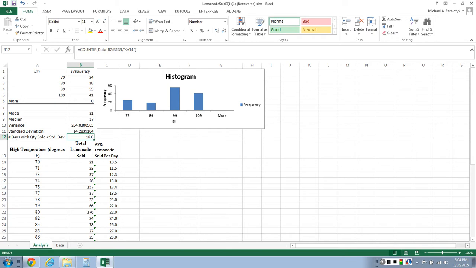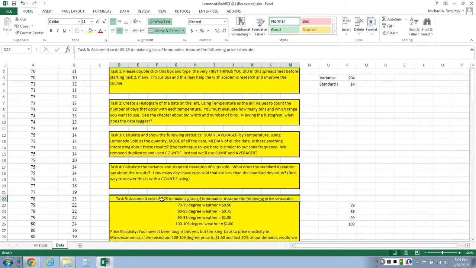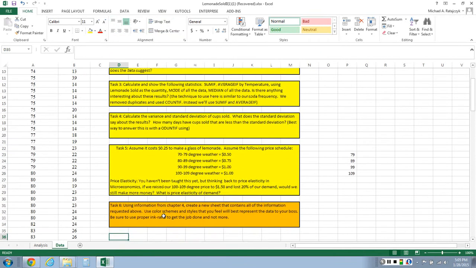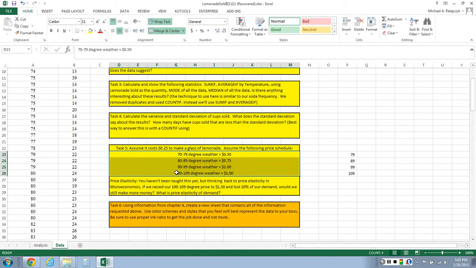Again, save, because we did some work there. Now we're going to tackle task one. Assume it takes 25 cents to make a glass of lemonade. Assume the following price structure. I know you haven't had this stuff before, but I'm going to walk you through it. You should remember price elasticity, but I know that's one of the difficult parts of microeconomics, and I teach it.